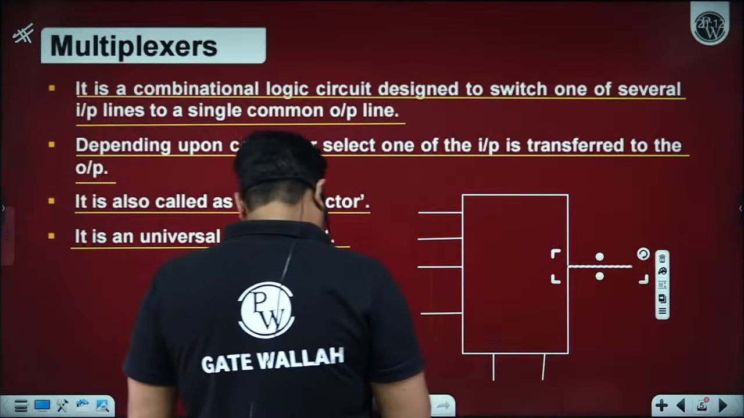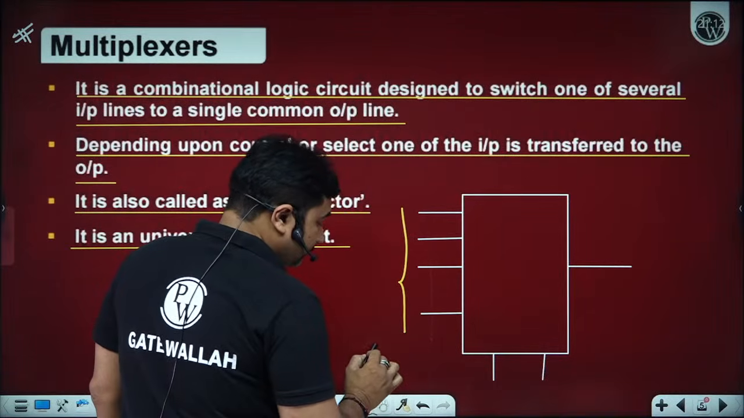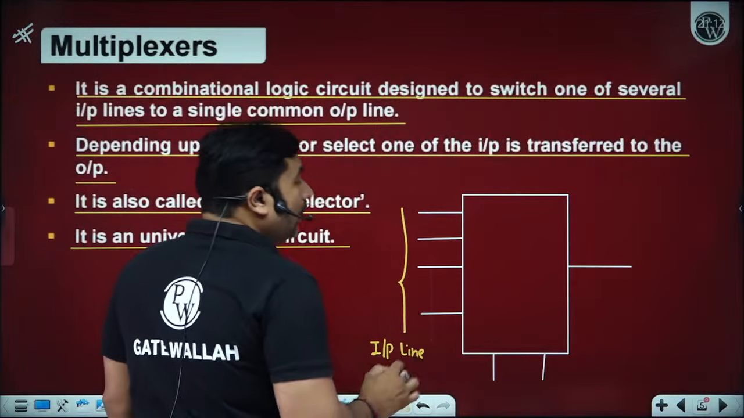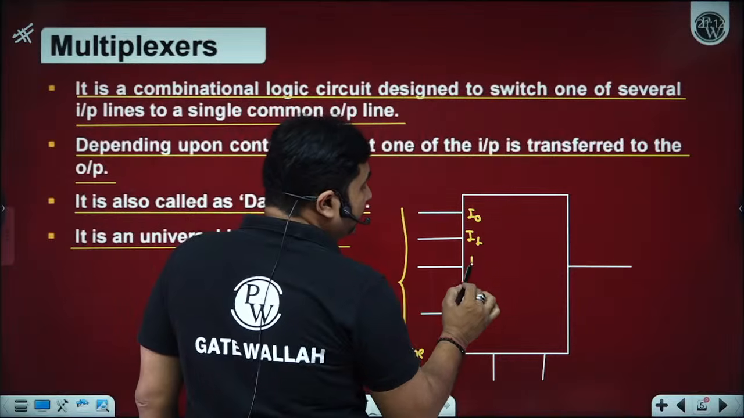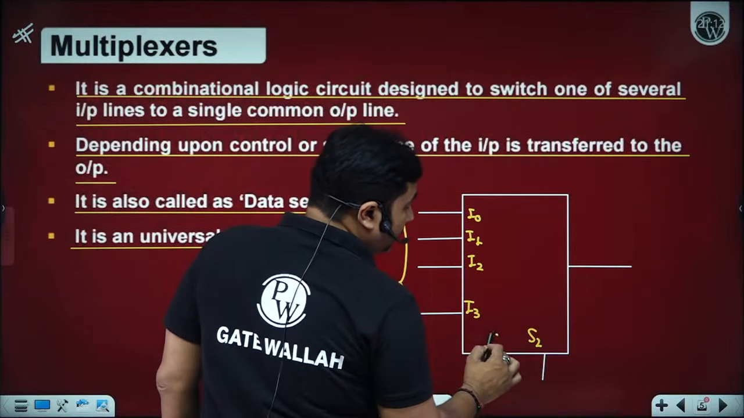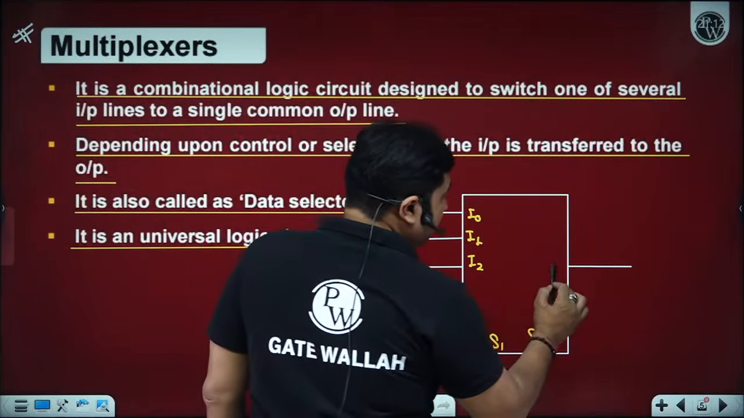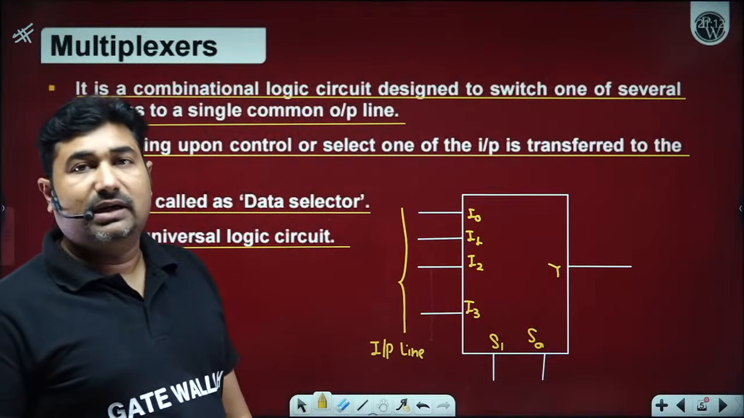Okay, it is also called a many-to-one circuit, because it has many input lines. Only one of the input lines is transferred to the output, depending upon the select. Is it okay? So this is a standard representation of a multiplexer.